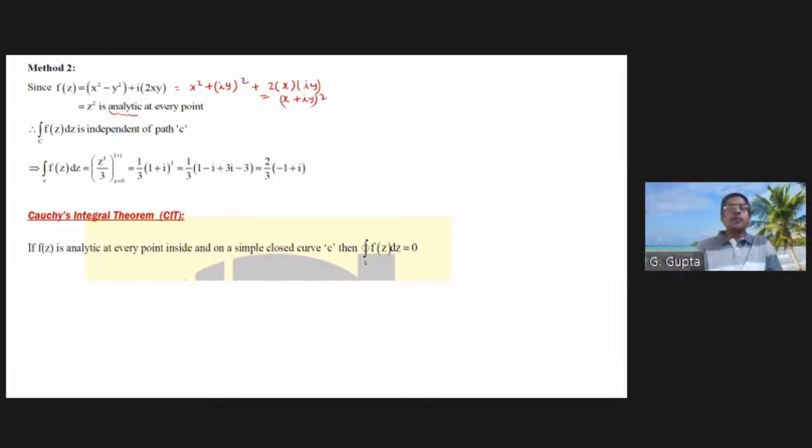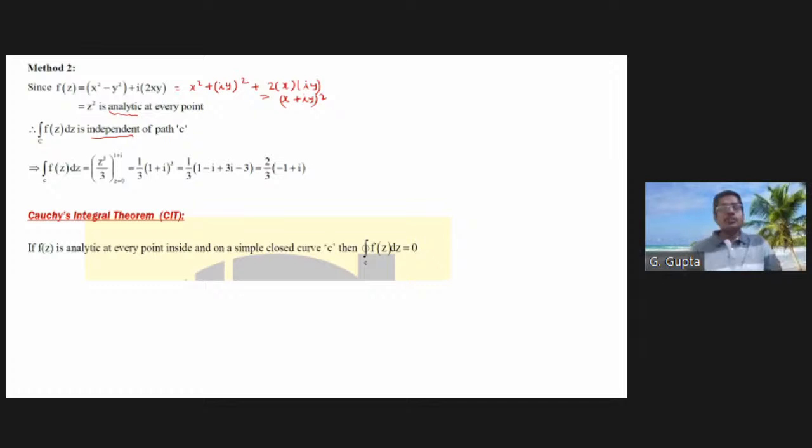So integration is independent of the path C. Without taking the straight line or any path, you will be getting the answer directly. How? Integral over C of f of z dz, where f of z is z square. Z square integration is z cube by 3, just like real variables, x square integration with respect to x is x cube by 3.